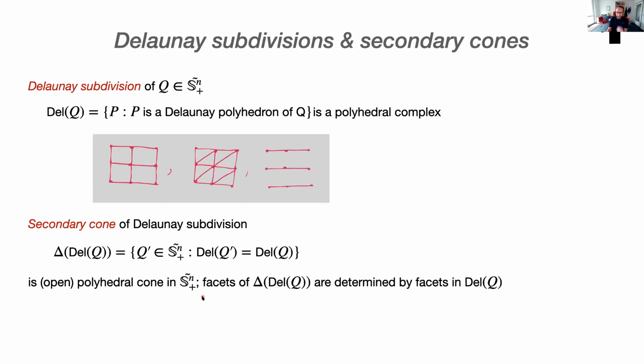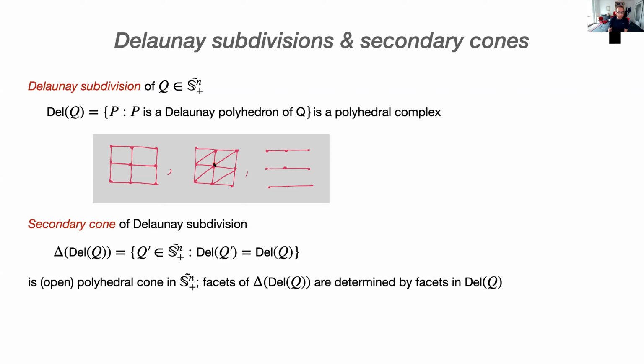And when proving that, we will see that the facets of this polyhedral cone are determined by the facets of the Delaunay subdivision. So every facet of this polyhedral cone in the cone of positive semi-definite matrices comes from a facet of the Delaunay subdivision in R^n. For example, if you look at the facet here, which is just an edge in dimension 2, this will correspond to one of the facets of the triangles. And so also here, in this triangular subdivision, every facet of the triangle will correspond to a facet of the polyhedral cone in the cone of positive semi-definite matrices.